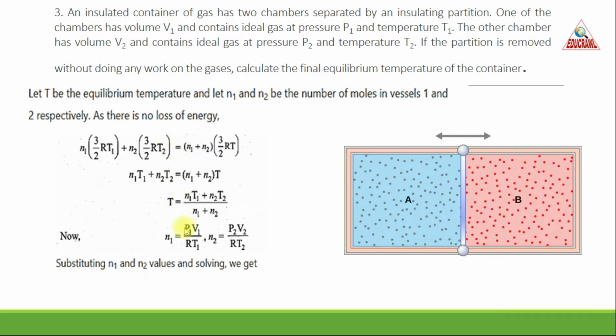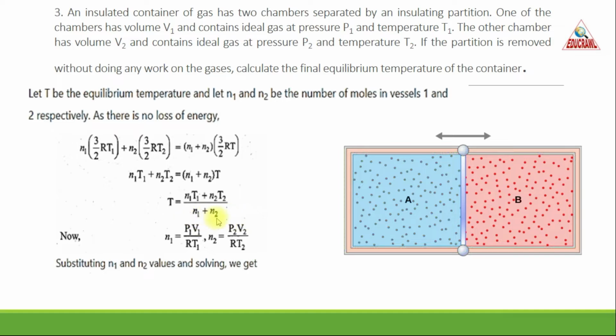So the derivation is as follows. The equation is n1 into 3 by 2 R T1 plus n2 into 3 by 2 R T2 is equal to (n1 plus n2) into 3 by 2 RT. Cancelling the common terms, we get the expression n1 T1 plus n2 T2 is equal to (n1 plus n2) into T. Our aim is to find the value of capital T. So keeping capital T on the LHS, the remaining terms you take to the RHS. So the equation becomes T is equal to (n1 T1 plus n2 T2) divided by (n1 plus n2).